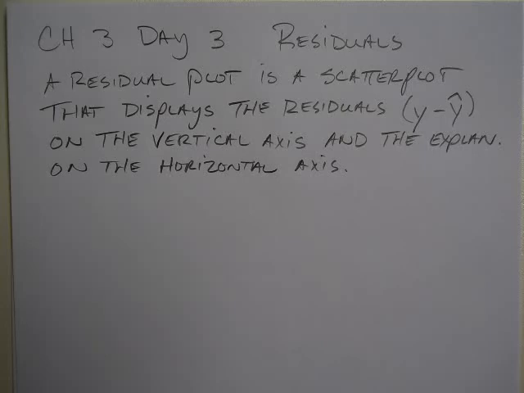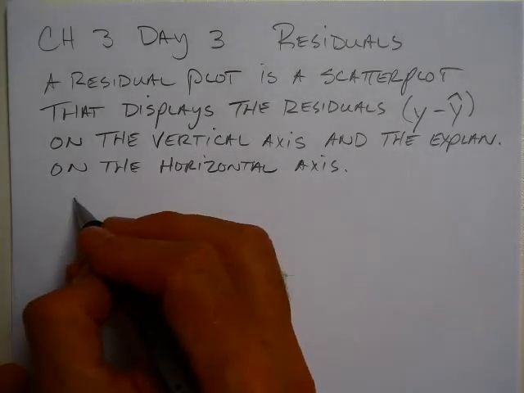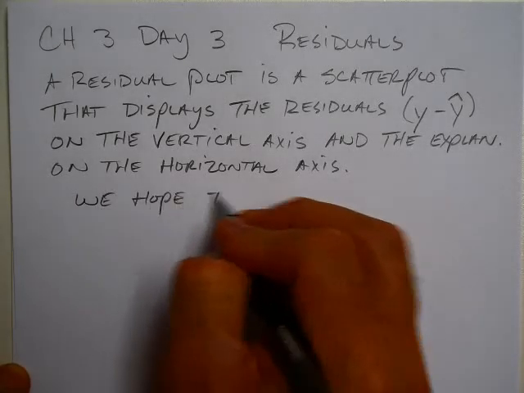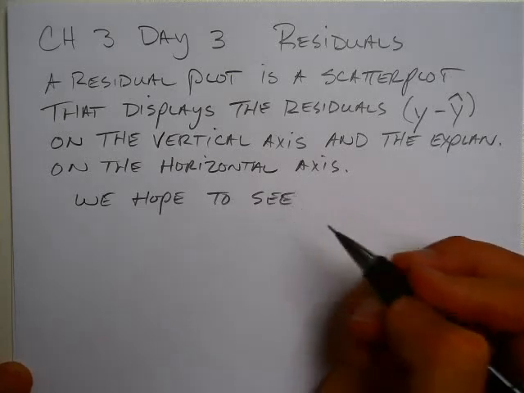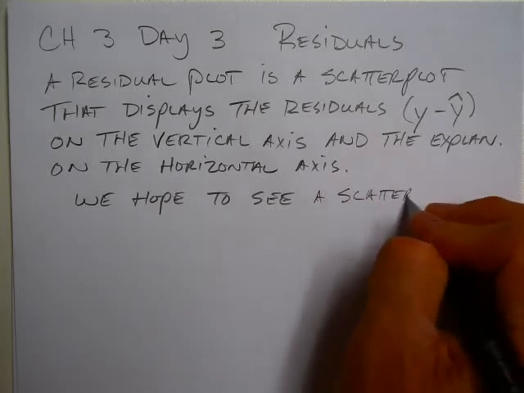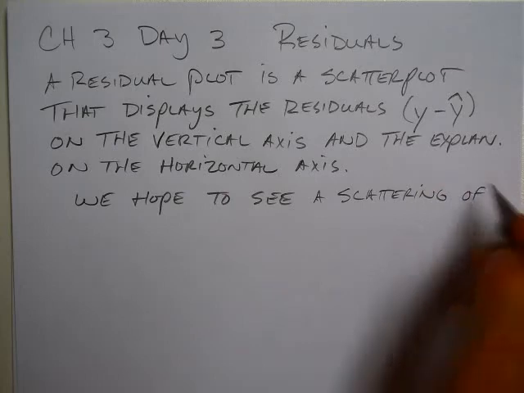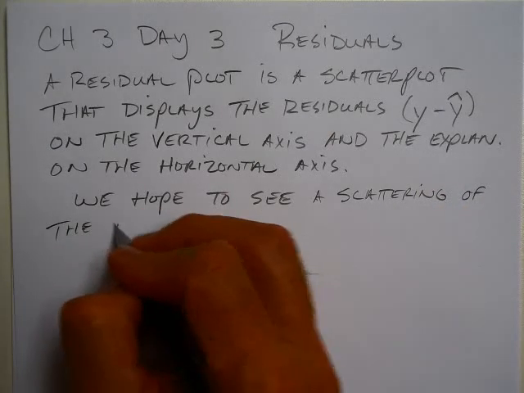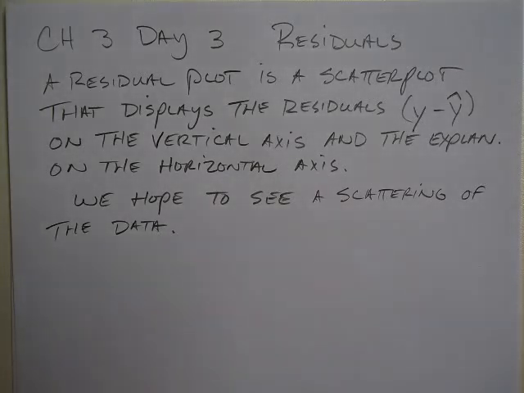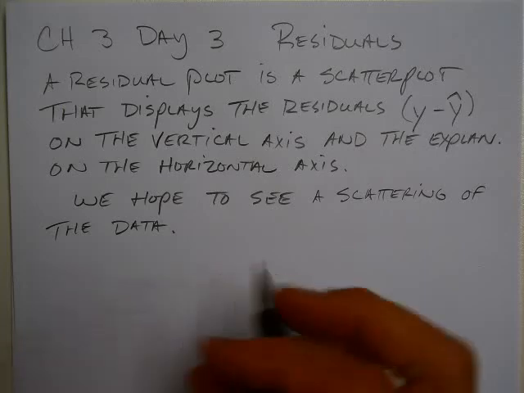And it's another way that we can decide if we have a linear situation or not. We're going to talk a lot about how to decide if something's linear or approximately linear. We actually hope to see a scattering of the data. It actually reaffirms a linear pattern when you're graphing just the x and y.